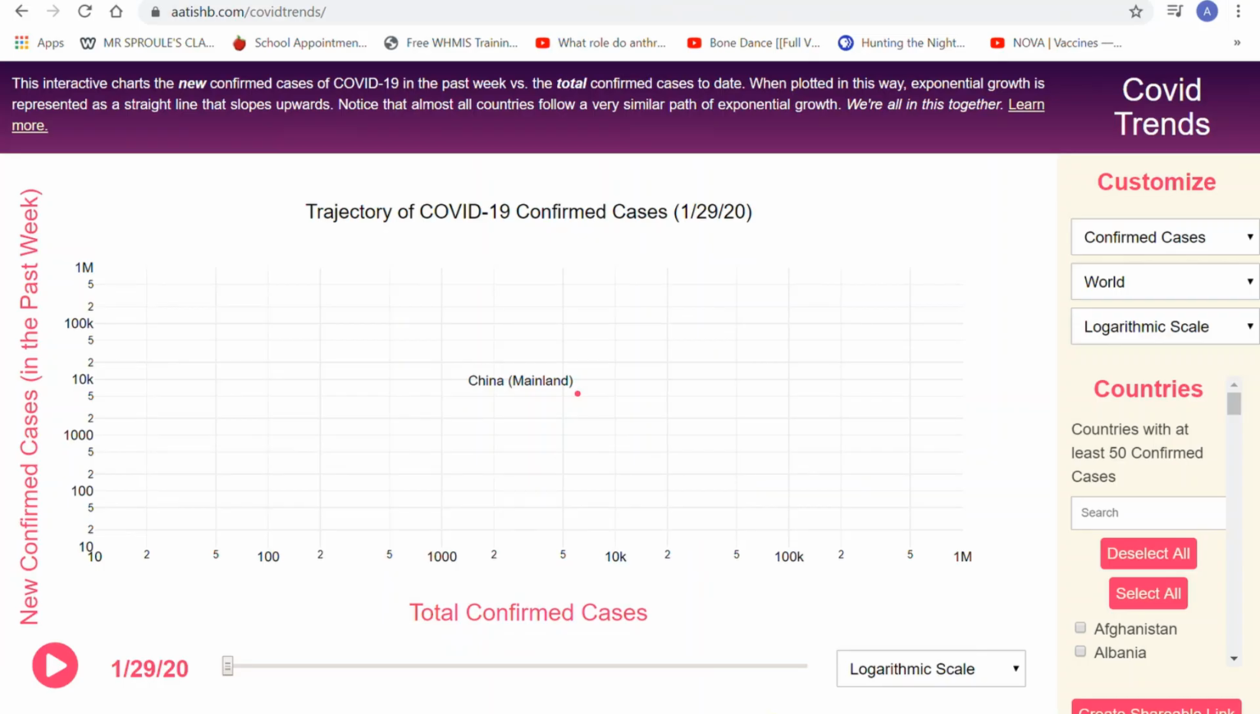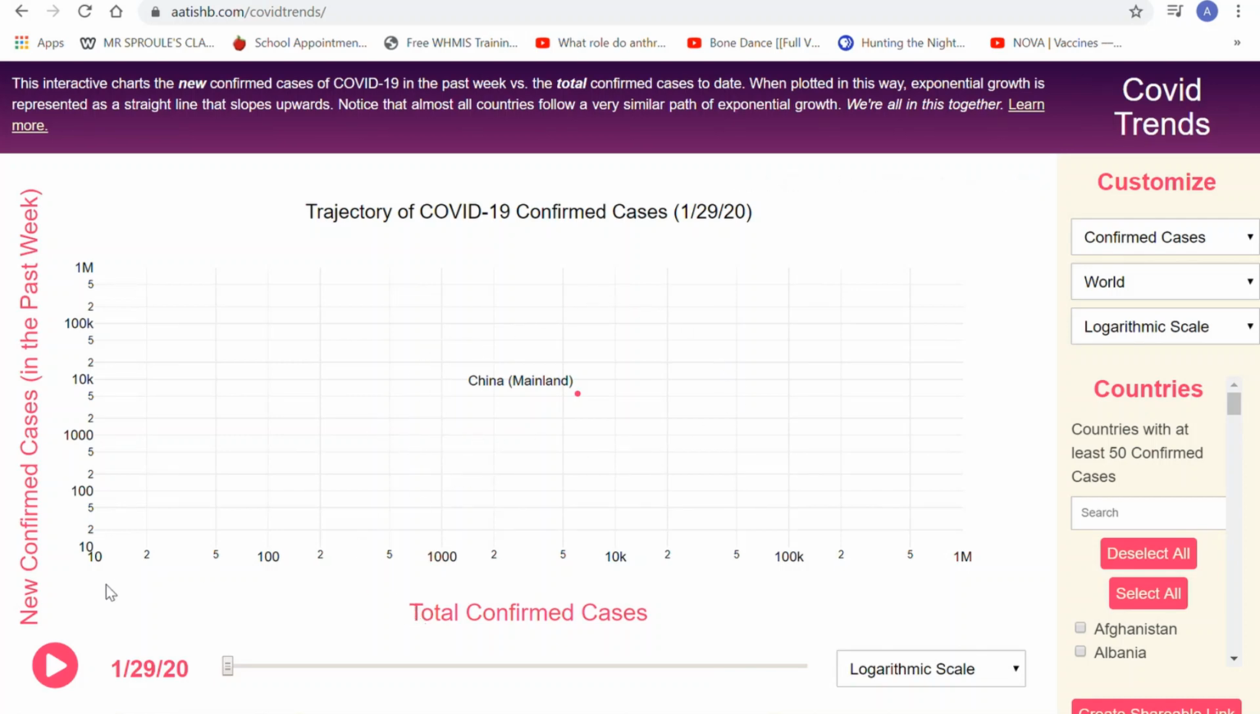Alright, so here we are at the website that I was talking about. The link is at the top. I'll also post it in the video. Now, this is a logarithmic graph of COVID-19 in different countries. So you can see China's already up on there because they were the first country to get it.